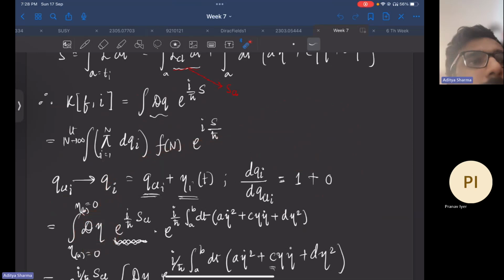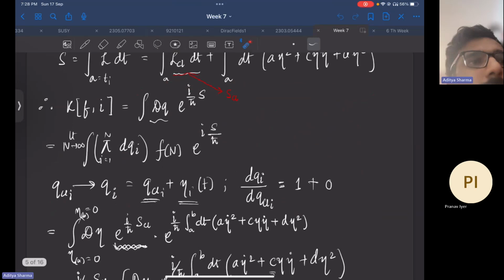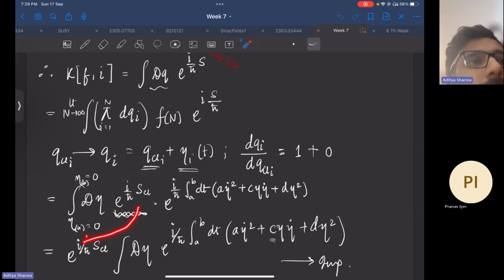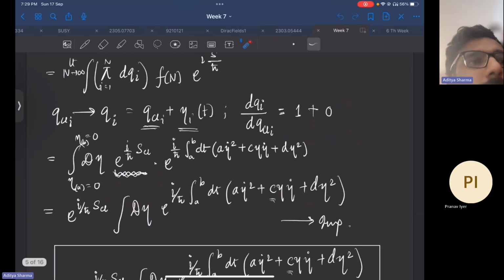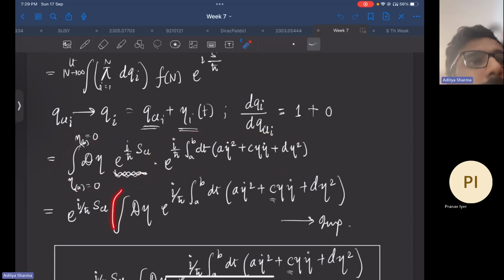Okay. And I put this thing. I now put the action S. S is just S classical plus this part. And S classical is here. And the other part is here. Now, S classical has already been evaluated. So this part just comes out. And you're going to have the path integral over this part only. This part only has this part. Okay. So you're going to get this.